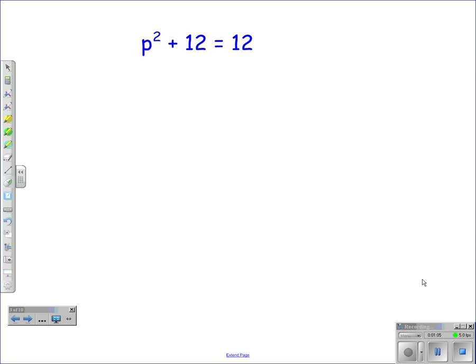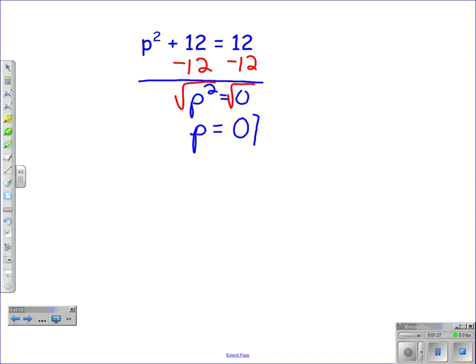Here we have an adding of 12. In order to get p squared all by itself, we need to subtract 12 on both sides. That leaves us with p squared equals 0. Undoing the squaring by square rooting gives us the square root of p squared, which is just p, and the square root of 0, which is only 0. There is only one square root for 0. This is a special case.